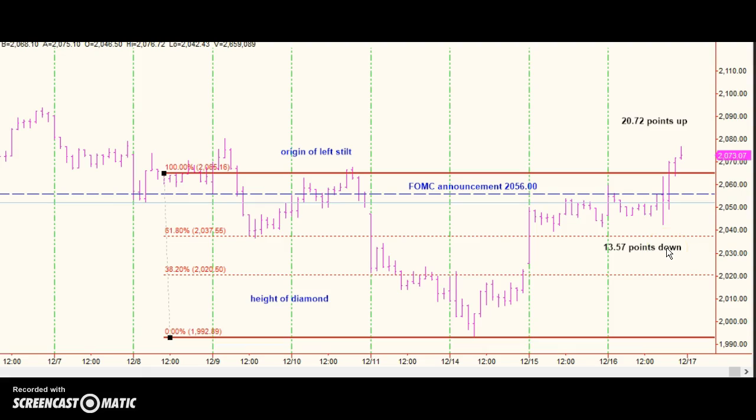We have a three-leg Fed whipsaw. The announcement was at 2056. We got 13.5 points down, 20 3/4 points up. There's nothing that requires us to stop here, but if there is a reversal from here, we should trade under 2056 by greater than 20.72 points. The initial move after the FOMC announcement, which was a drop, almost always tells us the next major move in the market.